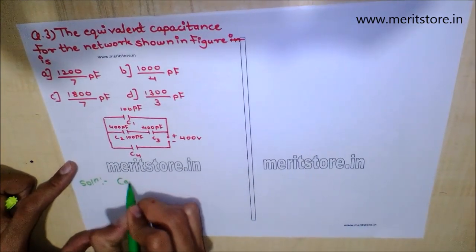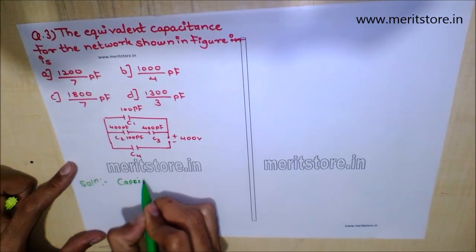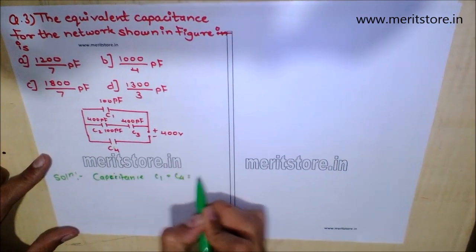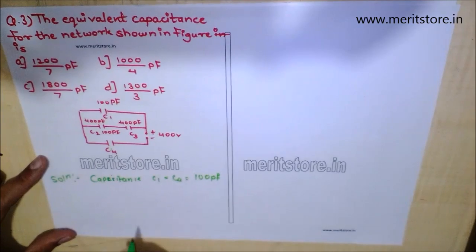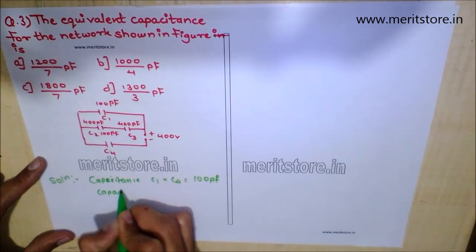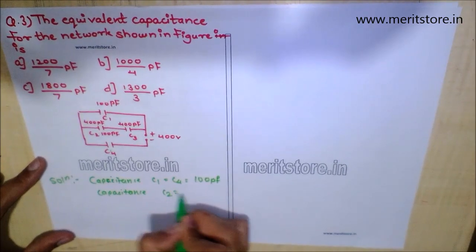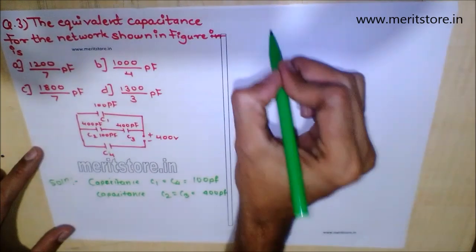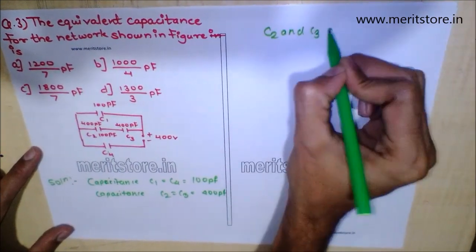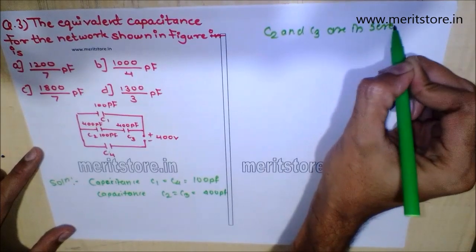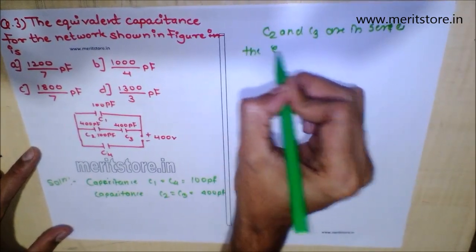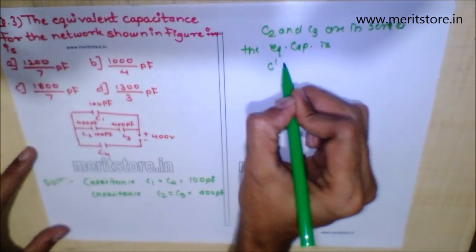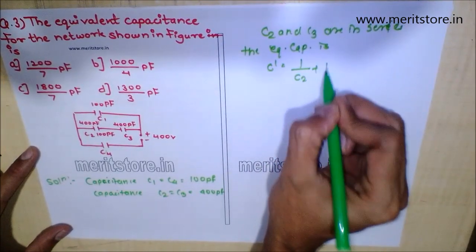Now the capacitance C1 is equal to the capacitance C4, which is 100 picofarads. Also the capacitance C2 is equal to the capacitance C3, which is 400 picofarads. Okay, now since C2 and C3 are in series, we calculate the equivalent capacitance as C prime, which is equal to 1 upon C2 plus 1 upon C3.